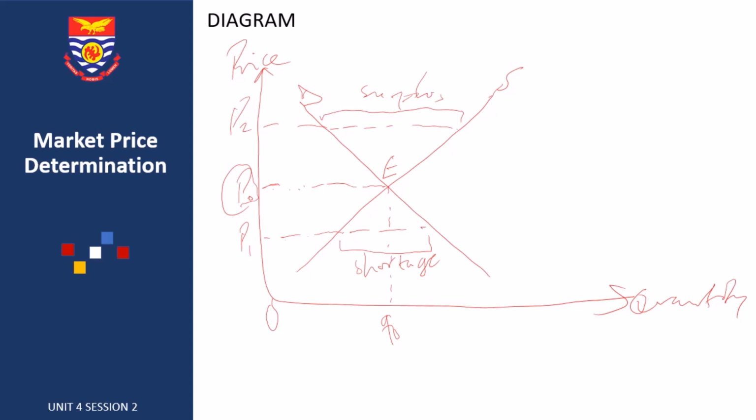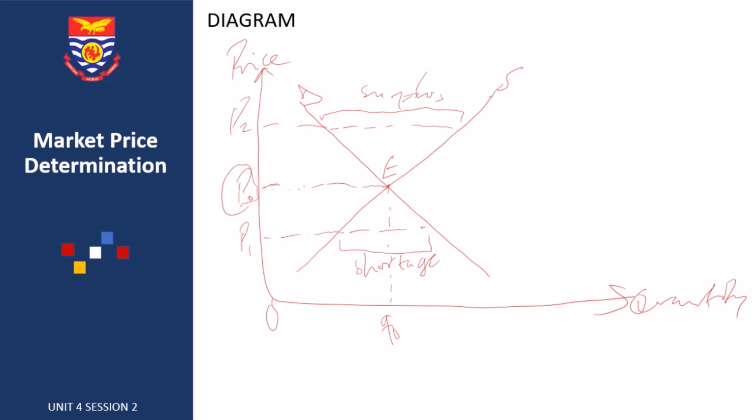So in this diagram, we see the demand and supply curves that have been superimposed on each other. The two curves intersect at point E. This is the point of intersection, and that is the equilibrium point where quantity supplied is exactly equal to quantity demanded.